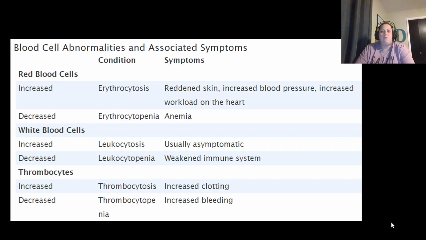So guys, this is putting everything we just talked about into a chart. You have erythrocytosis, erythrocytopenia, leukocytosis, leukocytopenia, thrombocytosis, and thrombocytopenia. This is just to give you an idea, again in chart form.